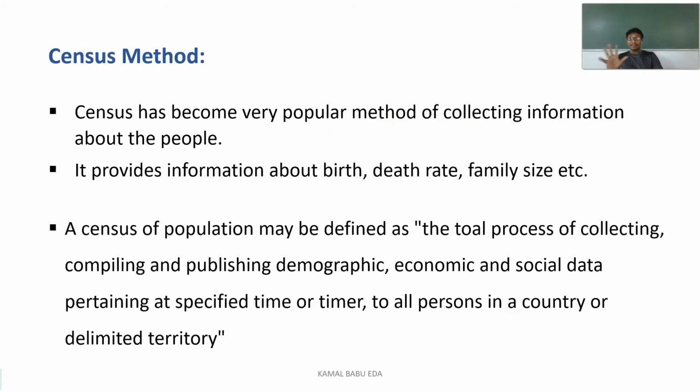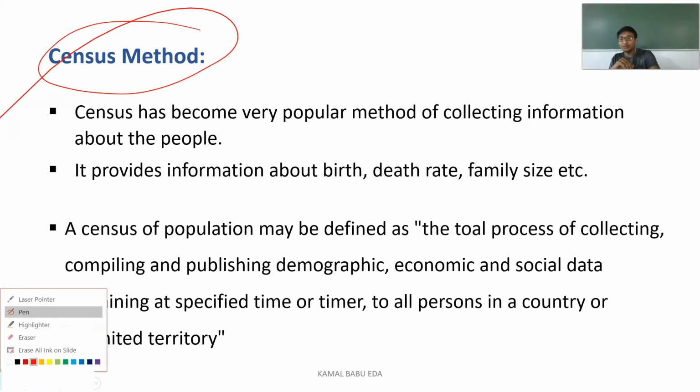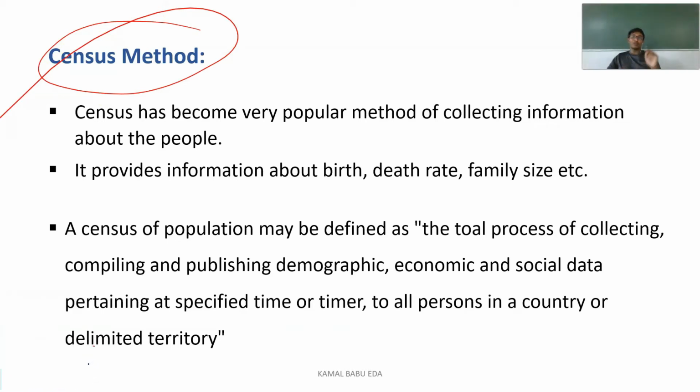Next we'll see the census. Everybody knows what the census is. It is a very popular method of collecting information regarding the people. In the census we'll have the data. All the vital recordings are included in the census method. For example, if you want to know the population rate, you have to categorize the population. Simply you cannot say that our Indian population is 136 billion people.